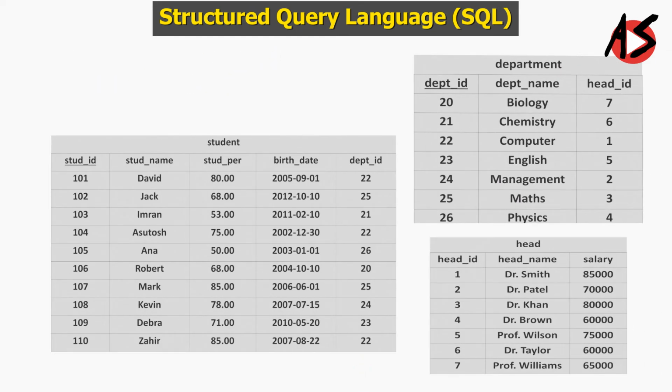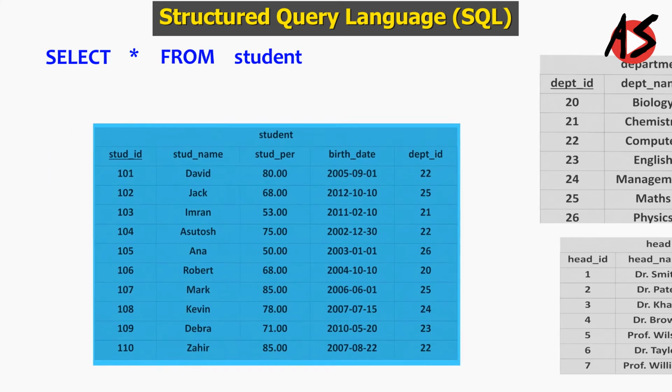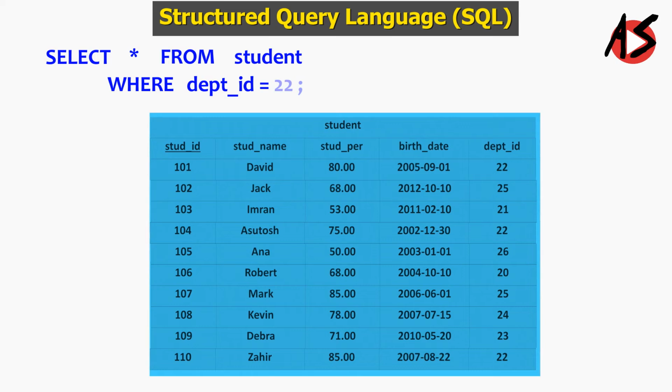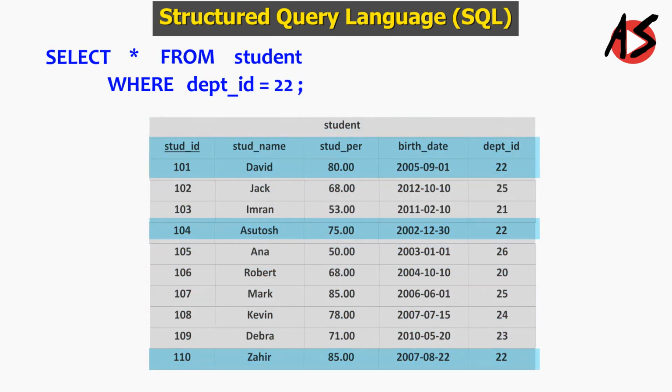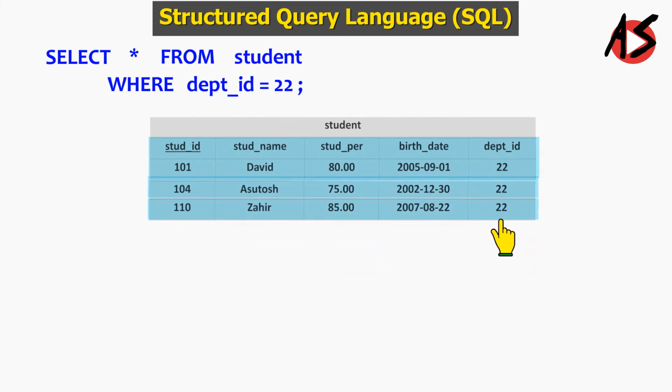Now suppose we want to extract only those records that fulfill a specific condition. So we will use the where clause. We will write select star from student. Then we will use the where clause to filter the records. So we write where department ID is equal to 22. So you will get only those records whose department ID is 22. So this is your output.